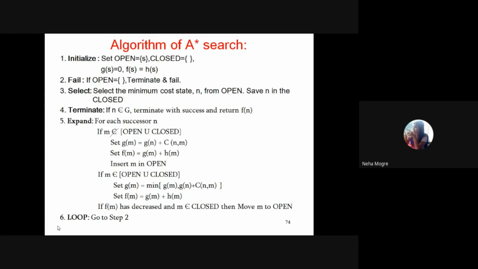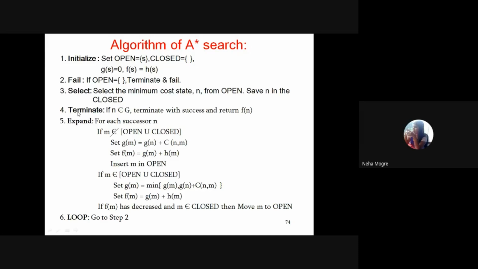Now select what you need to select. Select the minimum cost state. So we are going to select a node which has the least cost, same as uniform cost. From open we are going to select the node which has the minimum cost n, and save that in the closed queue, which means we are going to visit that node.